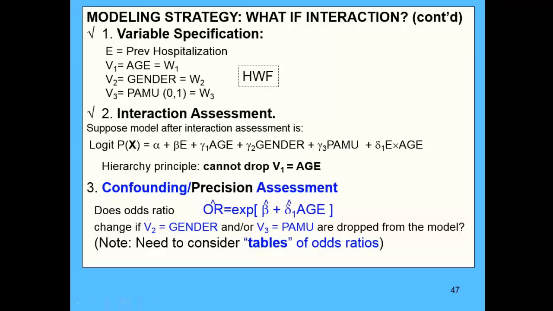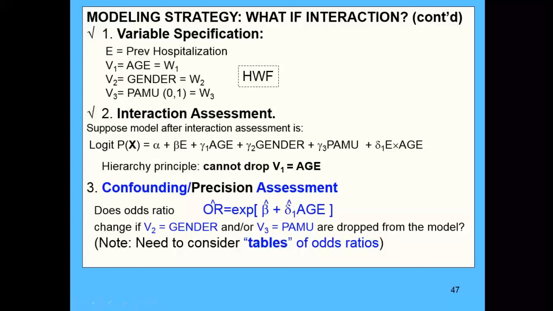And so if we just use the gold standard model and don't drop gender or PAMU, that's the formula for the odds ratio. But if we drop either gender or PAMU or both of them, this is still the formula for the odds ratio, because it involves the exposure variable coefficient and the coefficient of the product term that involves the effect modifier times exposure. So that's still the formula. The question now is the same question: does the odds ratio change depending on whether you drop one or more variables? But now we're not talking about a single odds ratio. We're talking about tables of odds ratios, because we're not talking about a single odds ratio changing.